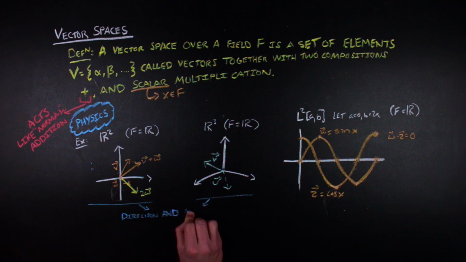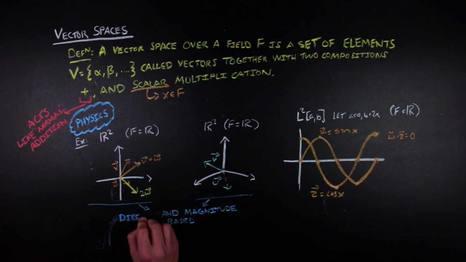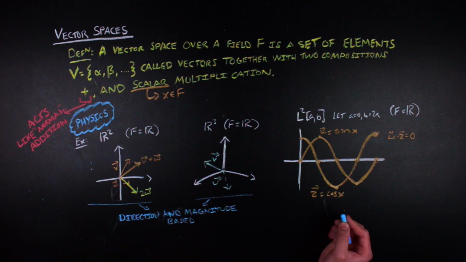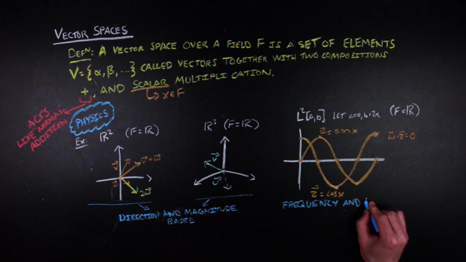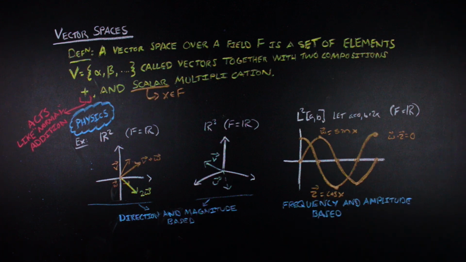There are more vector spaces that physicists tend to think about. In quantum mechanics and quantum stuff in general, there's generally a different type of space that we're worried about, over a different field and with different vectors and whatnot. But if we're just looking at these three for intuition, we can tell what the building blocks that made up these vector spaces are. In the case of R2 and R3, the building blocks can be thought of as direction and magnitude, whereas in the case of the L2 space over an interval, you can think of frequency and amplitude as the two main building blocks.